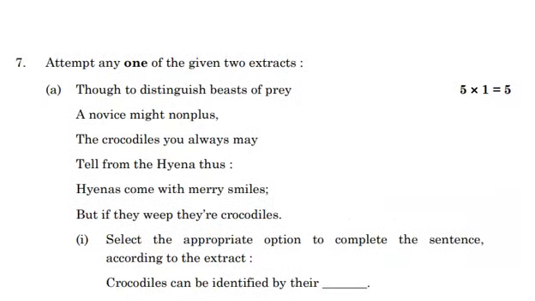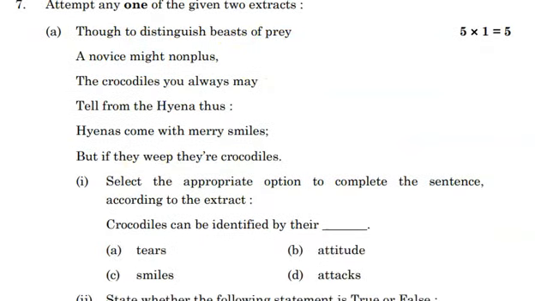Moving on to question number 7. Again, as you can see, you have 2 choices. So I would like you to read both the choices carefully and attempt the one that you find easier to do. "Though to distinguish beasts of prey a novice might nonplus, the crocodiles you always may tell from the hyena thus: hyenas come with merry smiles, but if they weep they are crocodiles."